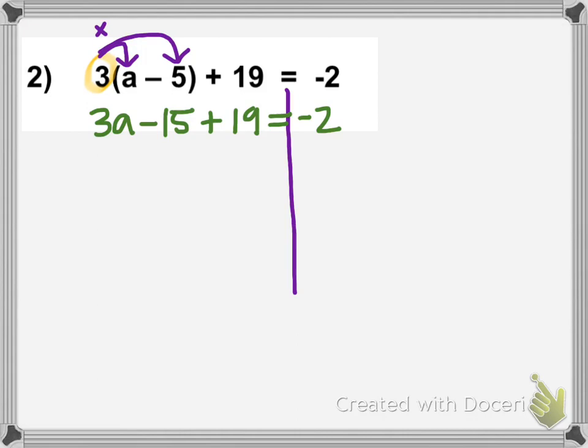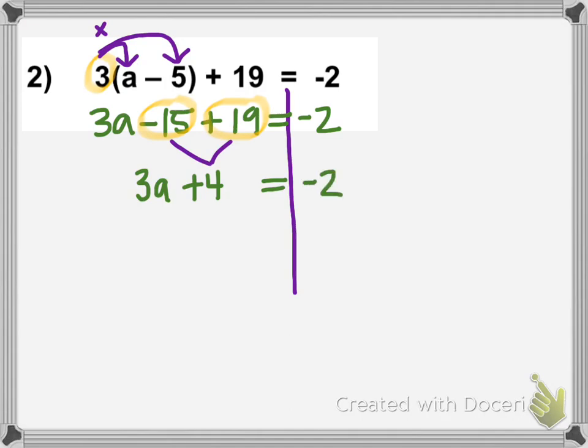Step 2 is to combine any like terms on each side. The right side is simplified because there's only one term. On the left side, though, I do see the like terms of negative 15 and positive 19. Those two are constants, and I can combine those together. Those would combine to make a positive 4. I'm going to bring down my 3a. Oops, sorry, I'm trying to stick with my colors. Let me go back and change that. Those combine to make a positive 4. I'm going to bring down my 3a. I'm going to bring down my equal sign and my negative 2.